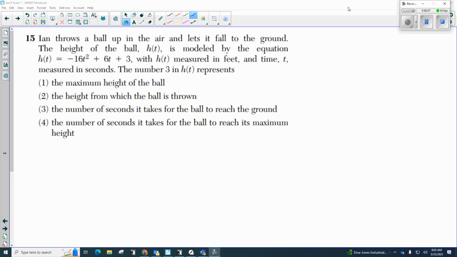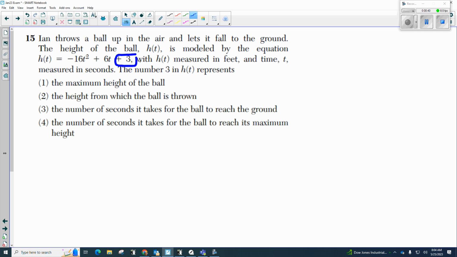Question 15. Ian throws a ball up in the air and lets it fall to the ground. The height of the ball, h of t, is modeled by the equation h of t equals negative 16t squared plus 6t plus 3, with h of t measured in feet and time t measured in seconds. The number 3 in h of t represents. So we're trying to figure out what this 3 represents here.